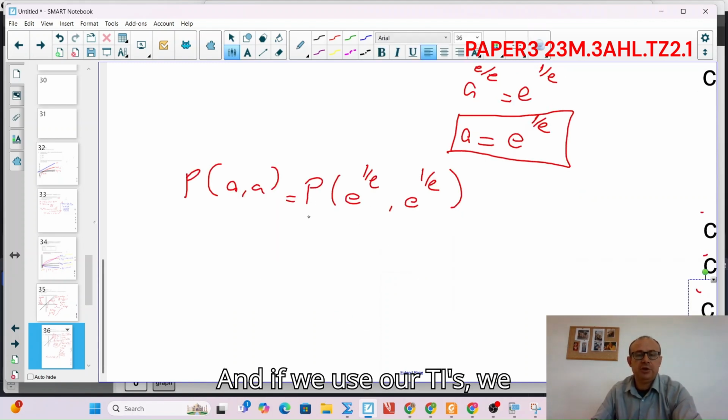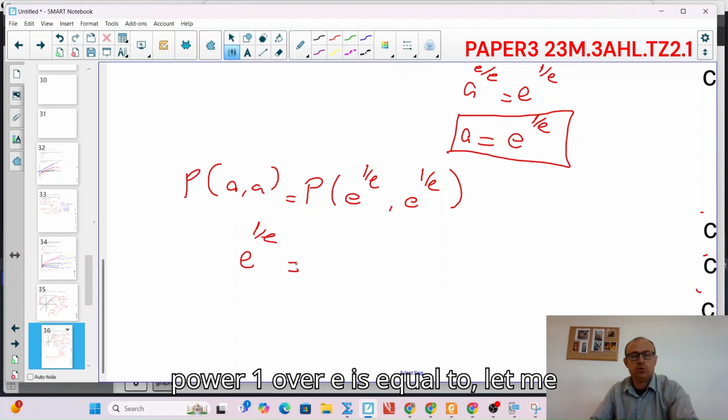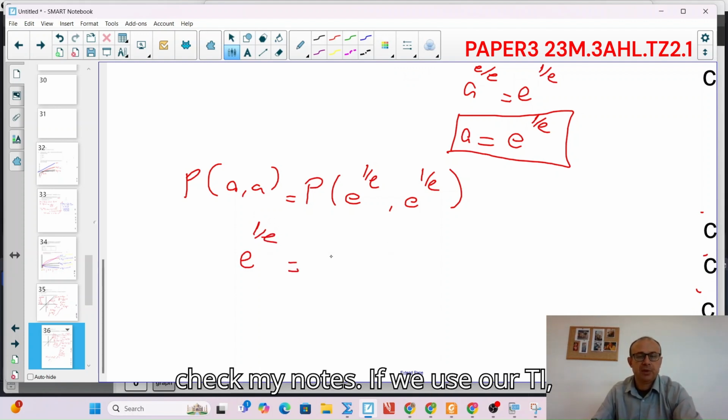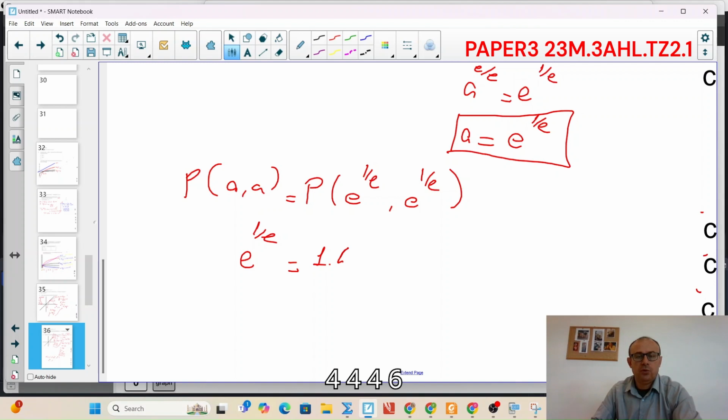And if we use our TI, we can conclude that e to the power 1 over e is equal to 1.4446.